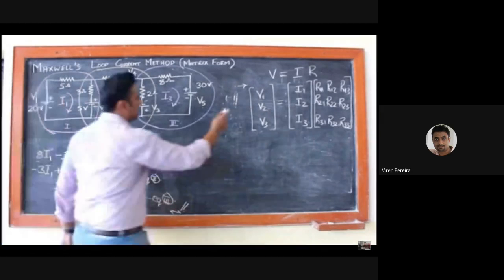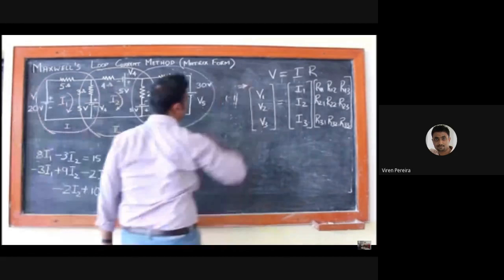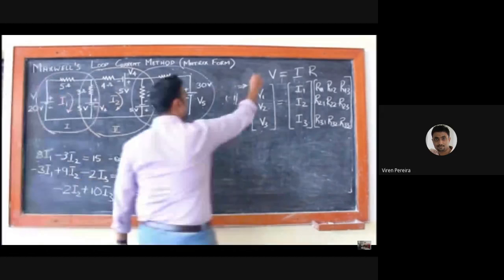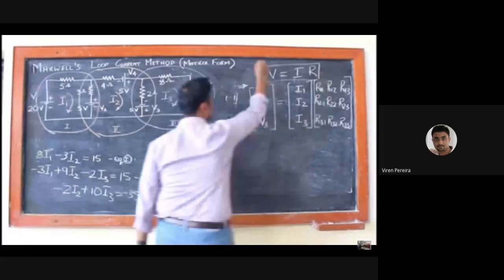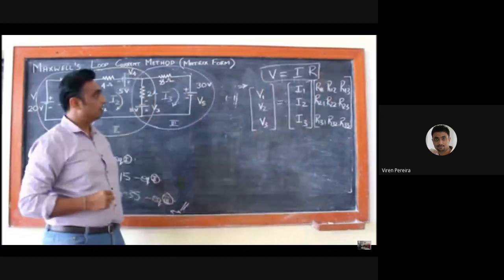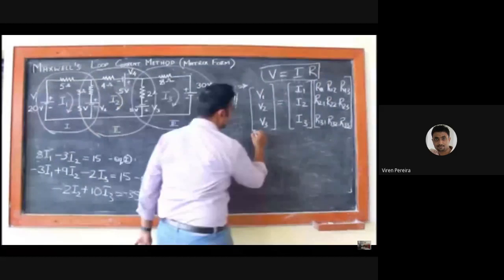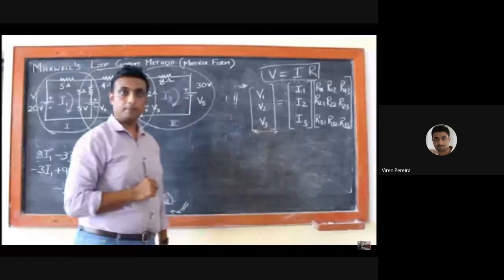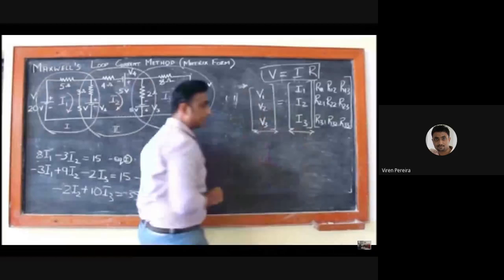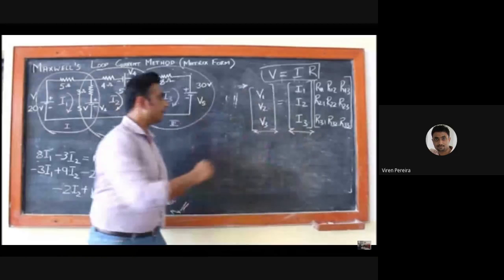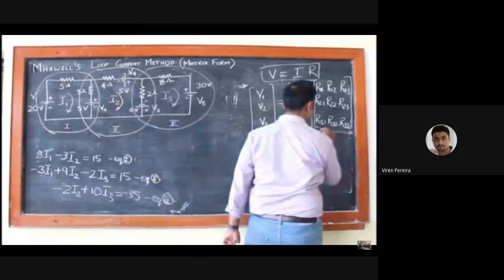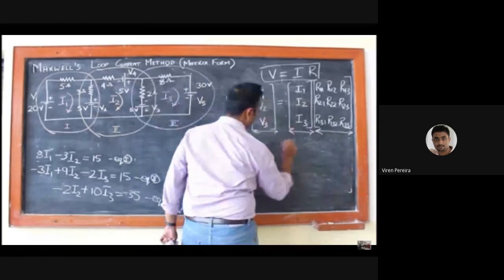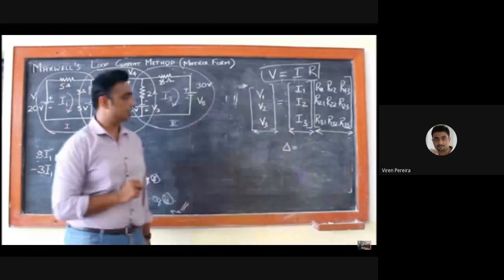So now, once you got your matrix, which is derived basically from Kirchhoff's law, we can call this a voltage matrix, we can call this a current matrix, and we can call this a resistance matrix. Now, the resistance matrix can be taken as delta. So delta will represent your resistance matrix.